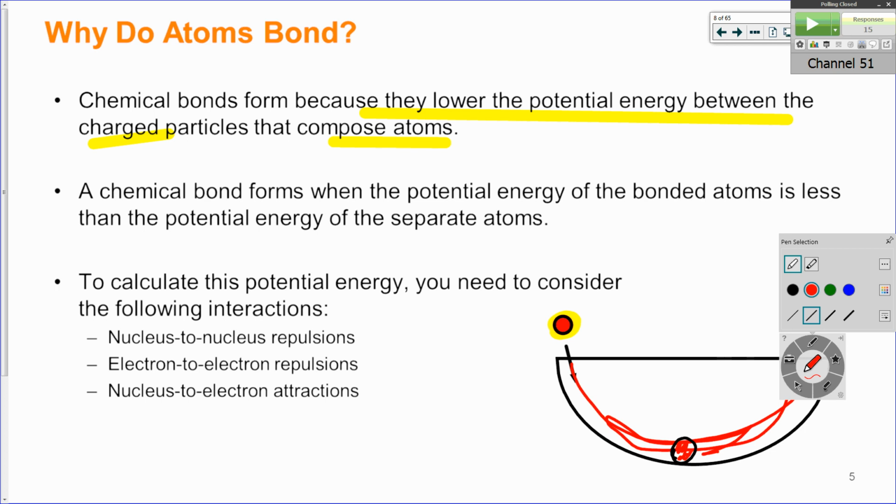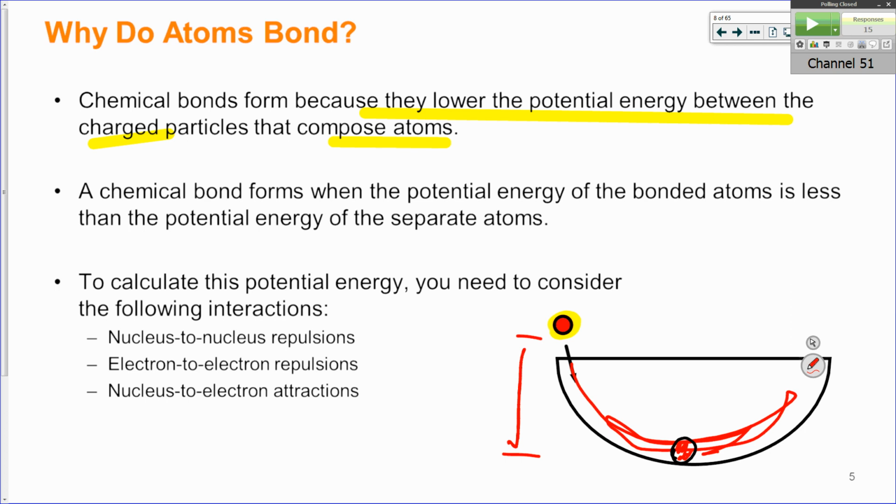Okay? And the reason it's going to be in the bottom of the bowl is because it's going to the area of the lowest potential energy. So the bottom of the bowl represents the lowest potential energy associated with that. And here it's gravitational potential energy.